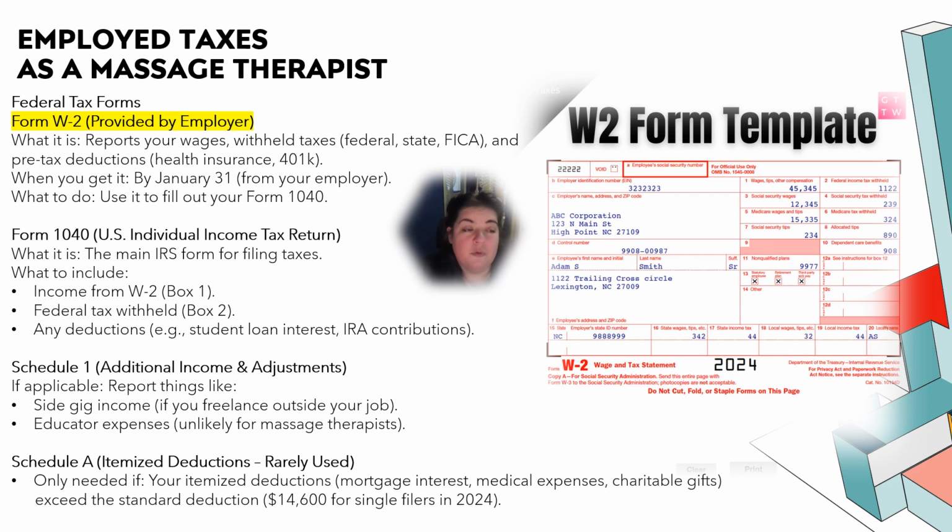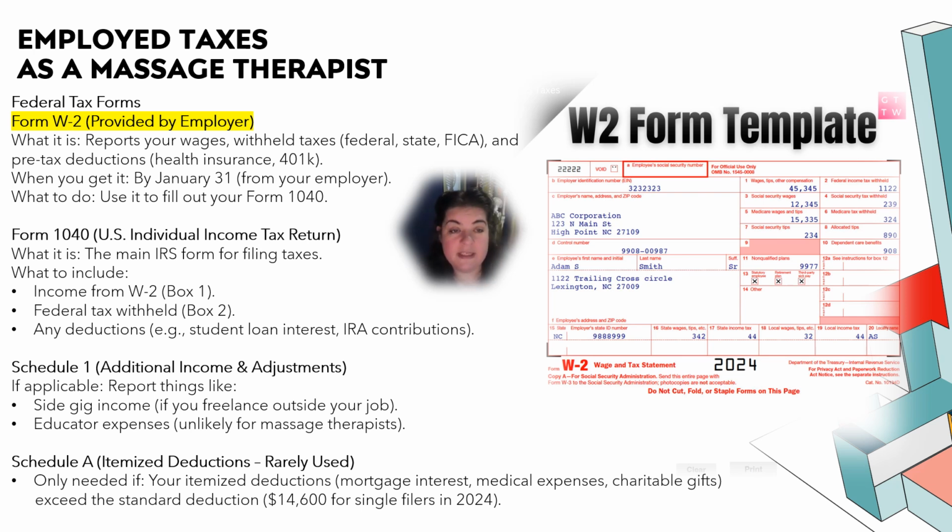And this is going to be your Form W-2. This is provided by your employer. You will need to fill out information for them to be able to send this to you. But this reports your wages. This withholds your taxes for you: your FICA, federal, state, and FICA, and pre-tax deductions.